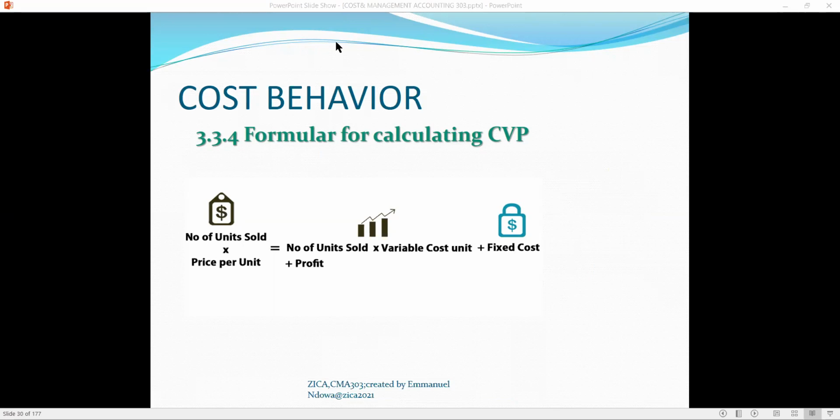So that's how we can highlight to management that, given a scenario where we have produced 80 units, we can't have the revenue that is going to cover our fixed cost and the variable cost. So we then need to come up with the production that is going to cover our fixed costs and the variable costs.